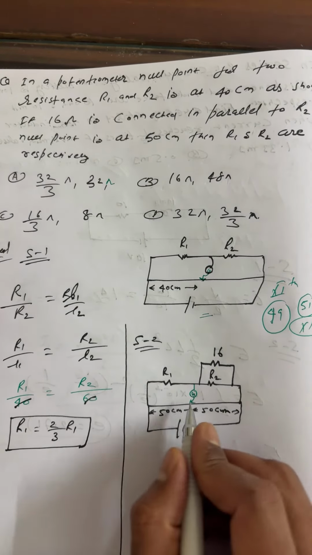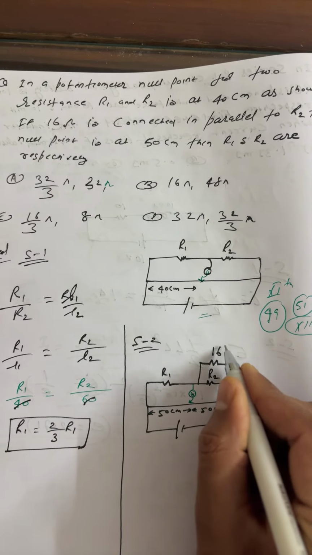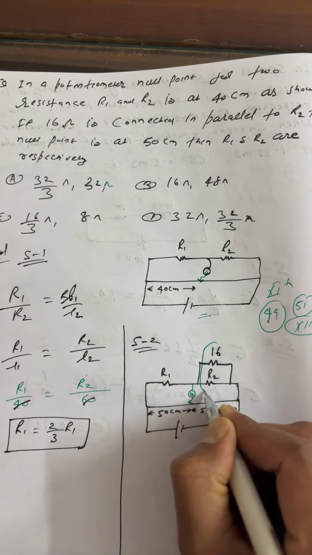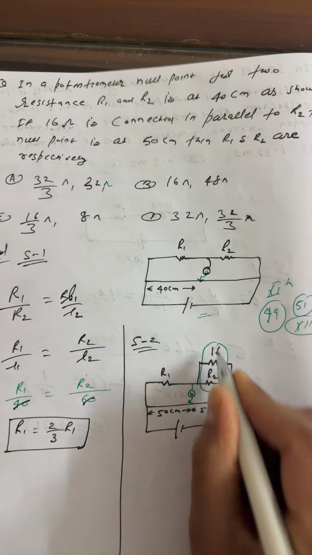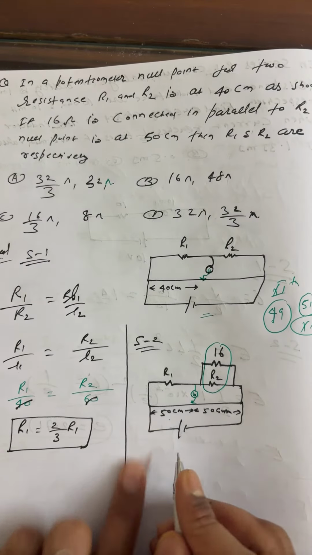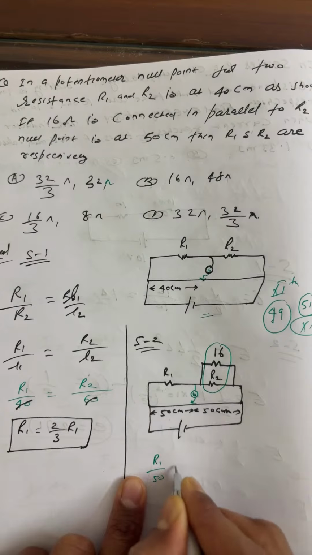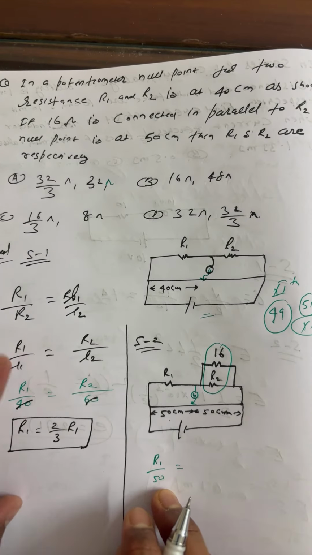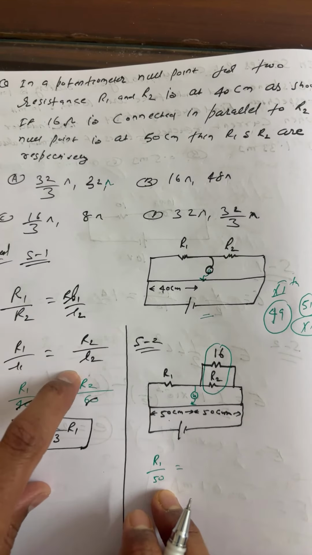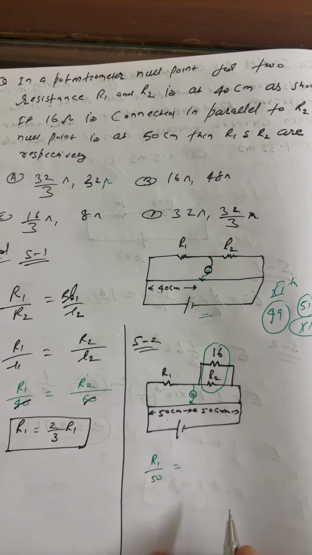Students, now you can apply here. You can apply it here. These are in parallel, right? So you can say R1 upon 50. This is what the students R1 upon 50, because using the same formula R1 upon L1 equals R2 upon L2, right? Yes. Good. It's an easy question.